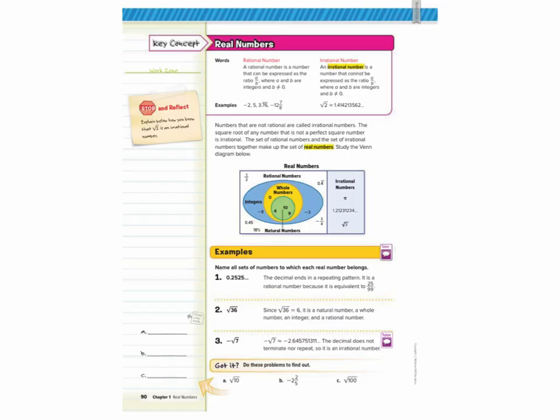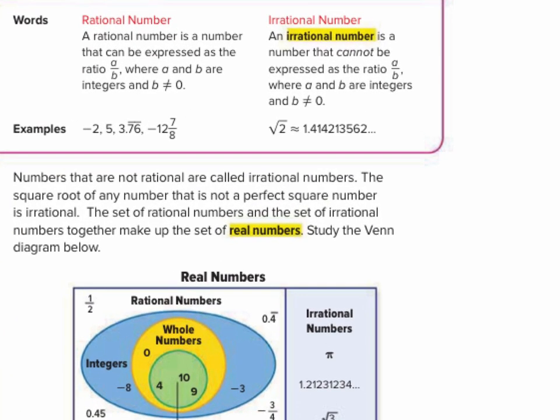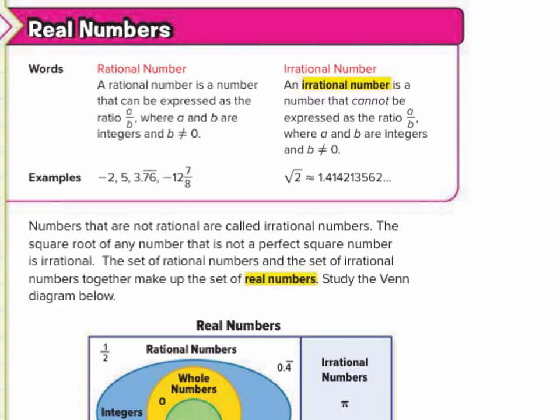So we're keeping it real here today with our concept of real numbers. A rational number, as we talked about in our last lesson, is a number that can be expressed as the ratio a over b, where a and b are integers and b is not equal to 0. Examples: -2, 5, 3 and 76/100 repeating, -12 and 7/8.